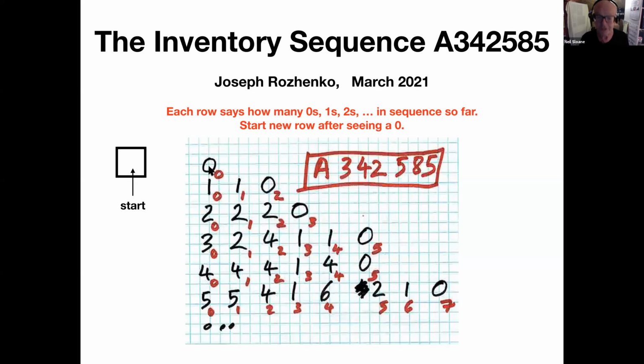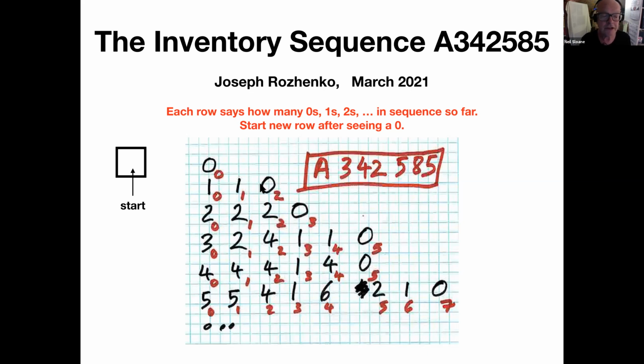It's the first row. The sequence comes in chunks. And when you see a 0, the chunk ends. So we saw a 0, so we start a new chunk. And each time in the chunk, we make an inventory of what we've seen so far. So we start off by saying, how many zeros have we seen so far? Well, there's 1. So we write down a 1. And then we say, how many 1s have we seen so far? Well, you can see 1 there. So we write down a 1.